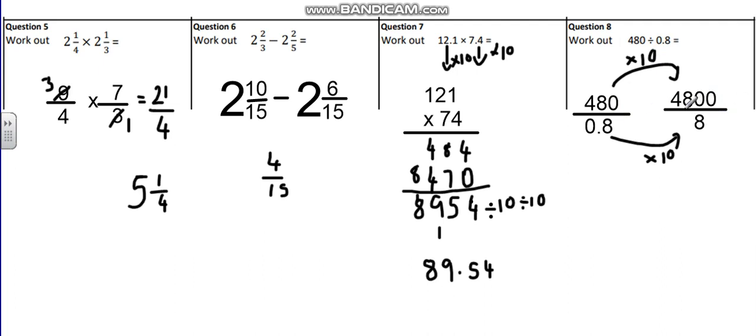So now if I do 4,800 divided by 8, so 8 into 48 goes 6, and then 8 into 0 and 8 into 0, so the answer is 600. I don't need to do any more work, okay, because that is exactly the same as that, which is exactly the same as that. So the answer to 480 divided by 0.8 is 600.